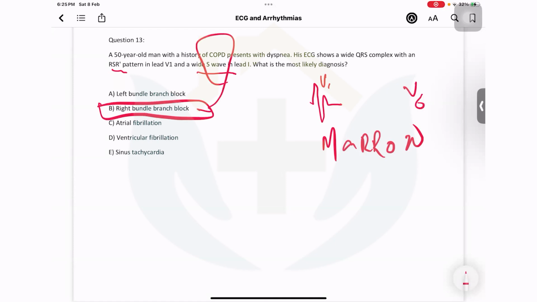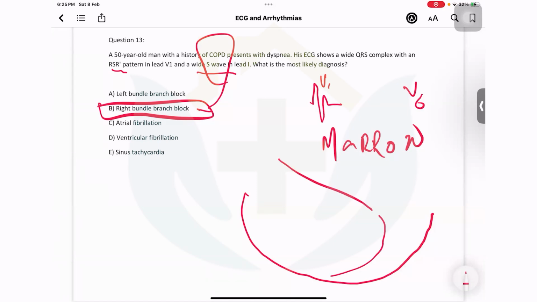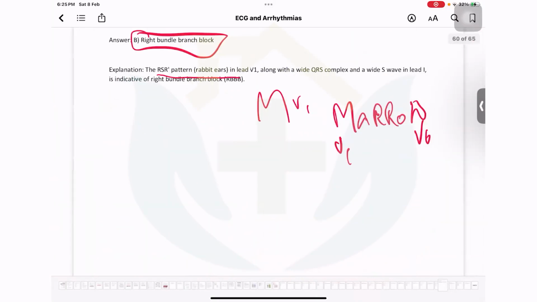Why RBBB? Physiologically, there will be cor pulmonale. So the right ventricle will be dilated and the current will need a long way to cover the right ventricle. So right bundle branch block will develop. Okay.